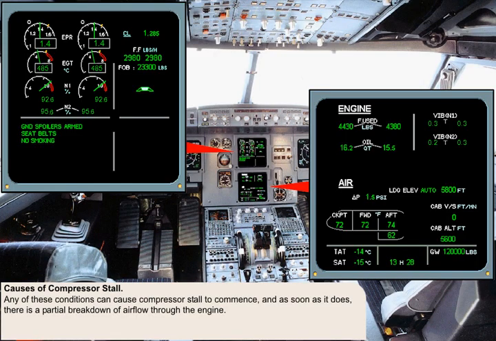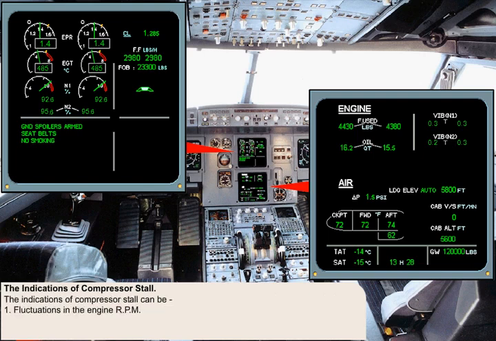Any of the conditions just mentioned can cause a compressor stall to commence, and as soon as it does, there is a partial breakdown of airflow through the engine. The indications of compressor stall can be any or all of the following: fluctuations in the engine RPM, an increase in the vibration level of the engine, which can generate noise, which may become audible in the cockpit, depending on whether the engines are wing-mounted or rear fuselage-mounted, and an increase in the exhaust gas temperature, otherwise known as EGT.